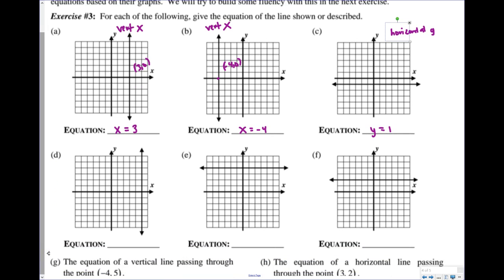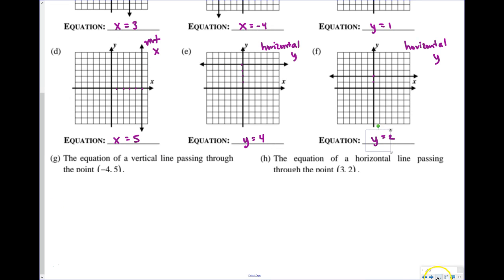Like I said, please pause and try something on your own. They're pretty simple. This next one's a vertical line, so I'm thinking x, and I'm going to count 1, 2, 3, 4, 5, so x equals 5. The next one's a horizontal line, and it's going up 1, 2, 3, 4, so I'm thinking y equals 4. The last one is a horizontal line going through 1, 2, so I'm thinking y equals 2. Remember, vertical is x, horizontal is y. Okay?